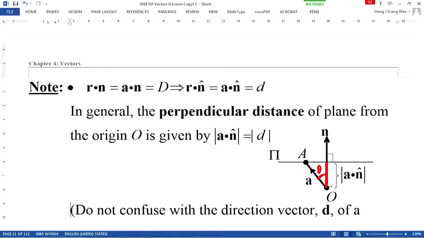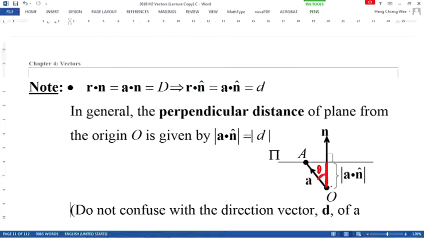When it comes to planes, which might be a bit confusing, in lines the cross product gives you the perpendicular distance, whereas for planes, the dot product will give you the perpendicular distance because you're looking at the normal. The normal is perpendicular to the plane, so the dot product will then give you the perpendicular distance.